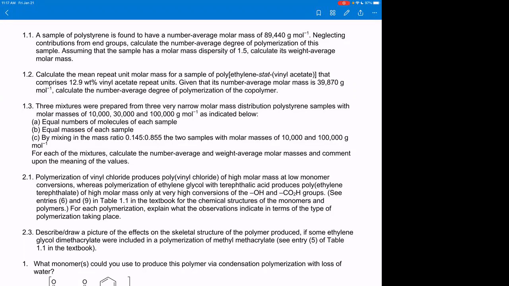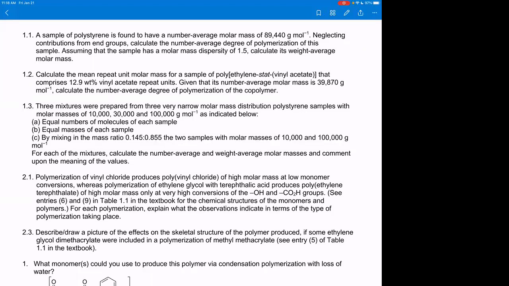And I'll tell you, especially for 1.3, all of your answers for MN and MW should be between 10,000 and 100,000. So that's checking the reasonableness of your answer. If you get 1,000 for an MN or an MW, you're wrong. So basically the bounds of the answers are going to be between the molecular weights of the distribution. That should be obvious, but just as a check to make sure your answer is reasonable, all the answers are going to be between 10,000 and 100,000.